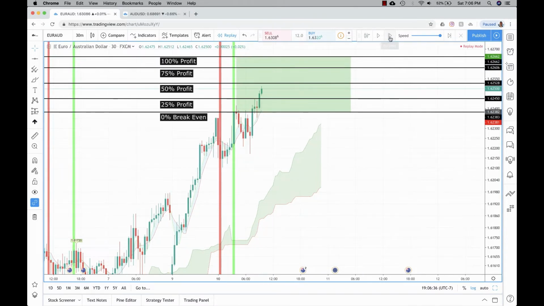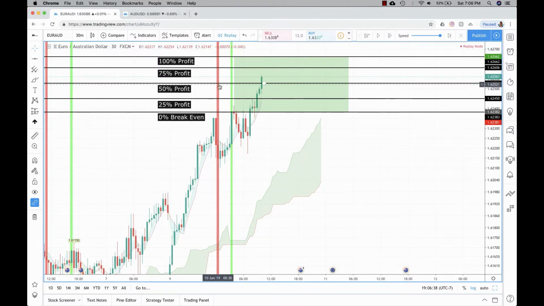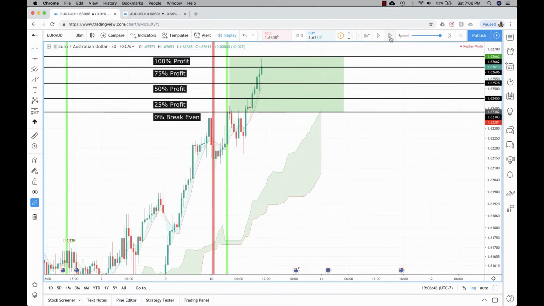So let's keep following it. There we go. We hit 50%. You can move your stop loss up here to 25%. So now you're guaranteeing 25% in profit. Let's keep going. Hasn't hit 75 yet. Hit 75 there. So you can move your stop loss up to 50%. And now this is all profit here. This is all take home. So if this reverses back for whatever reason, you guarantee this much in profit.